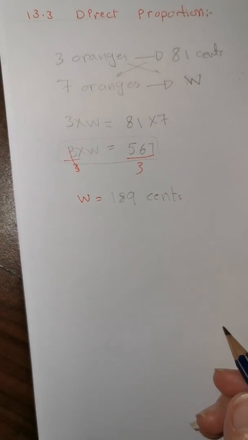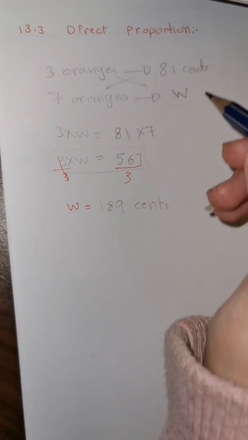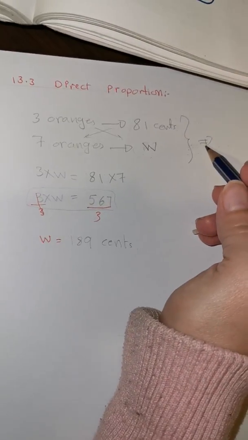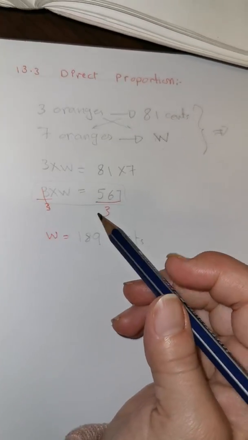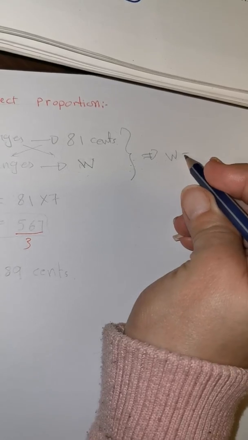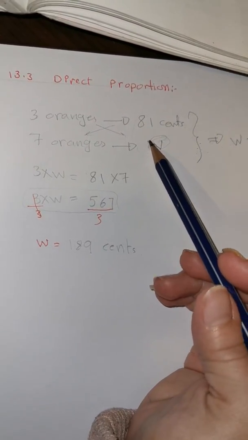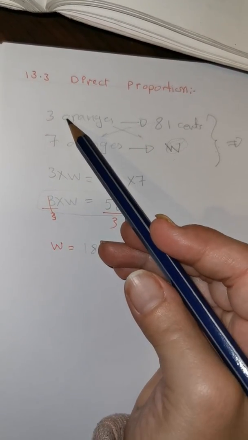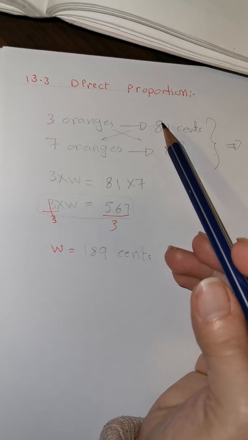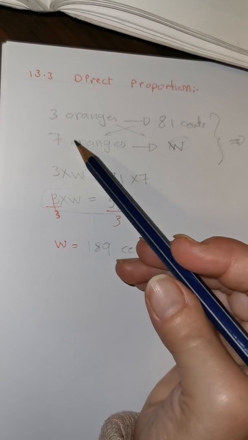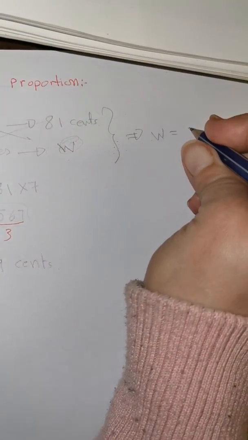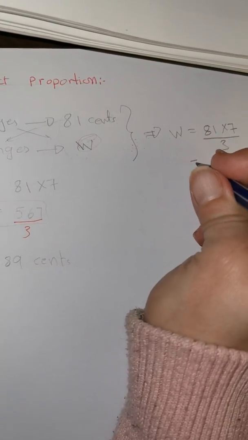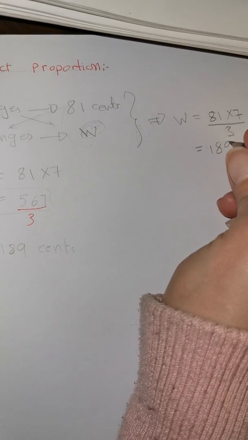Once I taught you a very easy way, in one step. If you remember, you can do it this way, or if you can't, you can solve step by step. Remember what I told you: W equals, since W is the unknown, I make a diagonal line, multiply, then divide by the third one. So W equals 81 times 7 divided by 3 in one shot, which gives 189 cents.